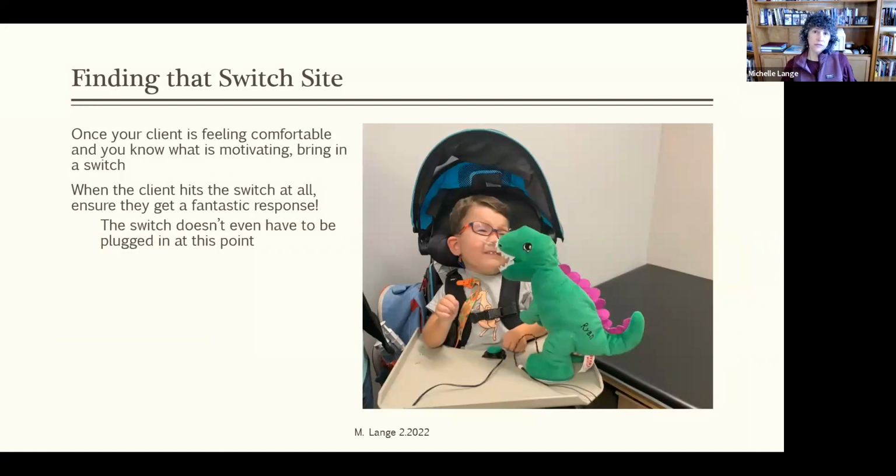Then we can move on to finding a switch site. So once the client's feeling comfortable, you know what's motivating for them, you can start bringing in a switch. So this may not be the first appointment at all.